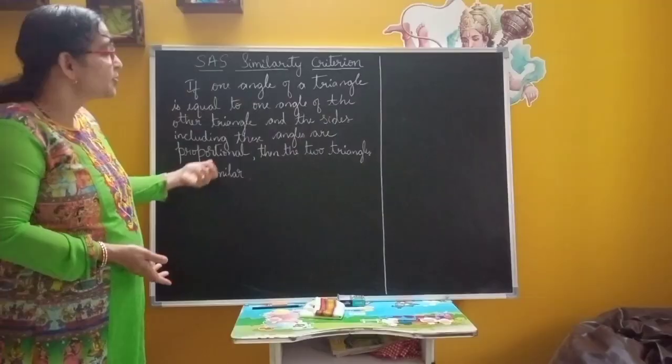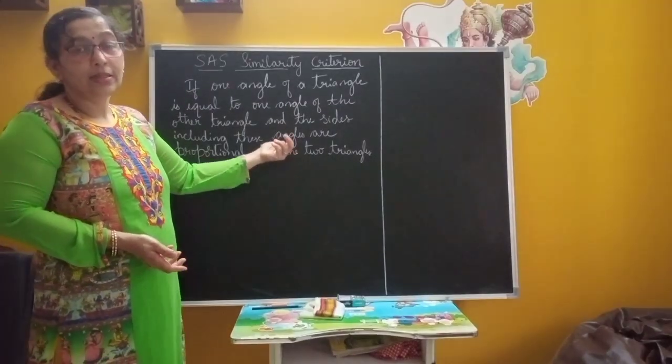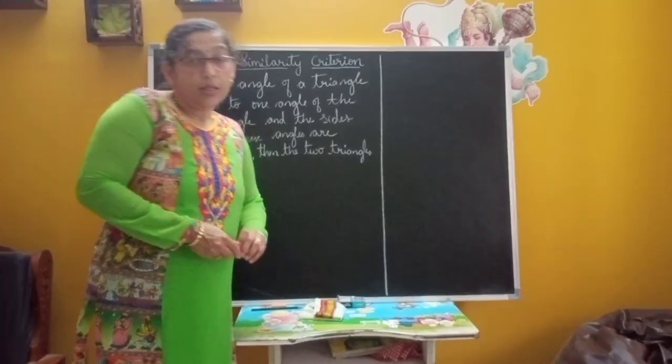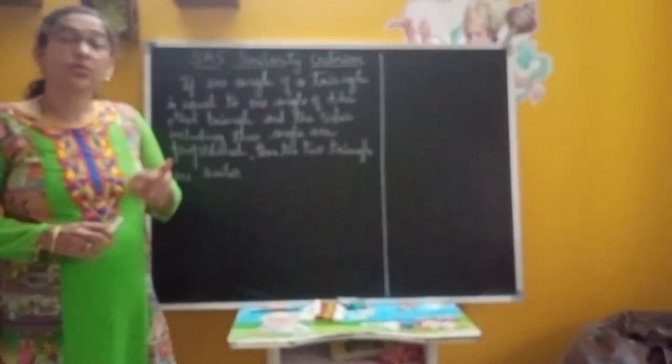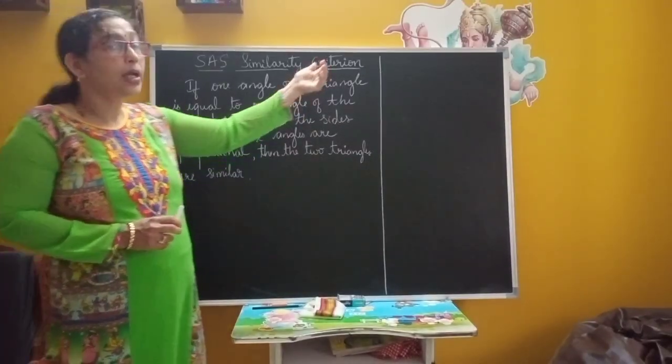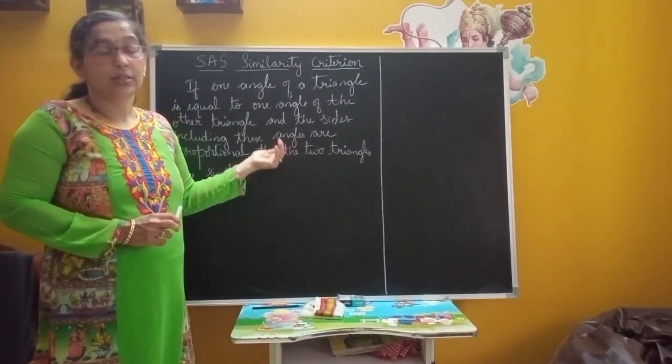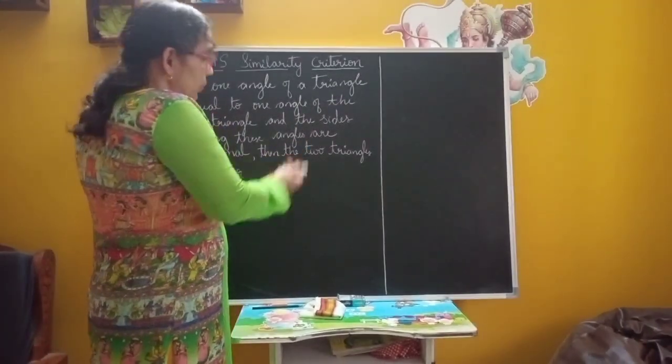Now let us prove this statement. Let us give a logical proof. So you all know already, when we see a theorem, first what do we need to do? We need to draw the triangles. Let us draw two triangles.